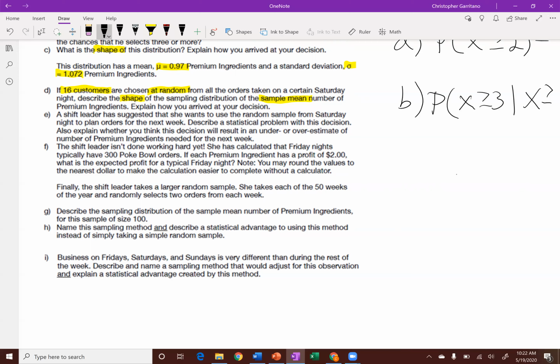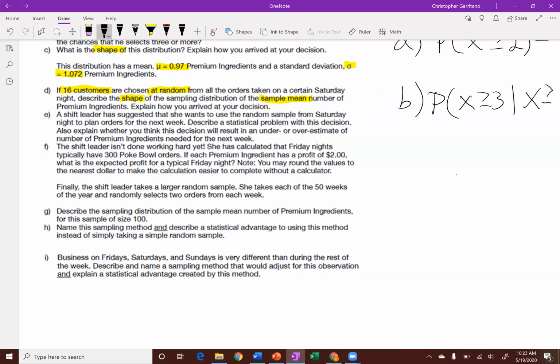And so what deals with the shape is what's called the nearly normal condition, or in other words, do we have a large enough sample size? So 16 customers is not quite at that magic number of 30. So we have to do a little bit more investigation.